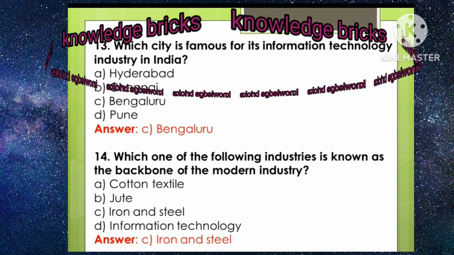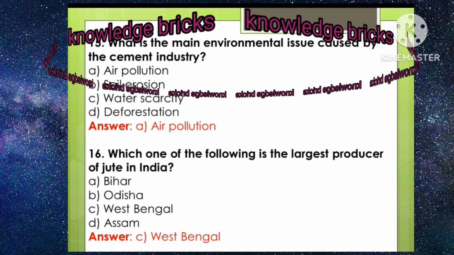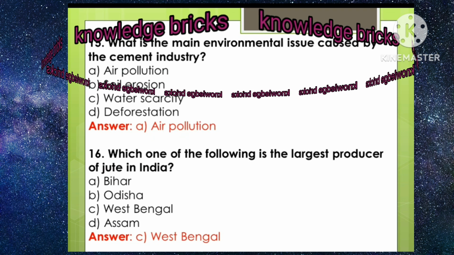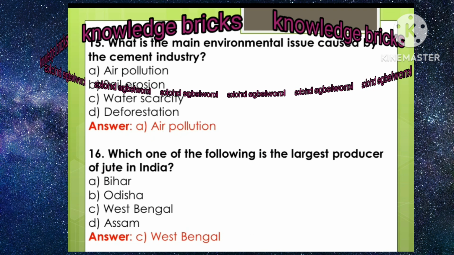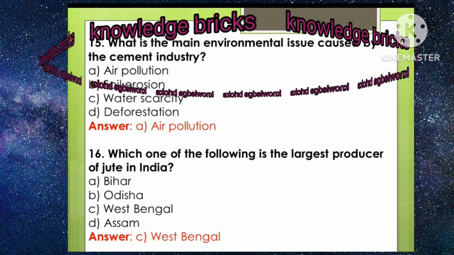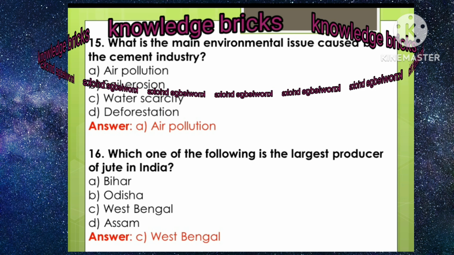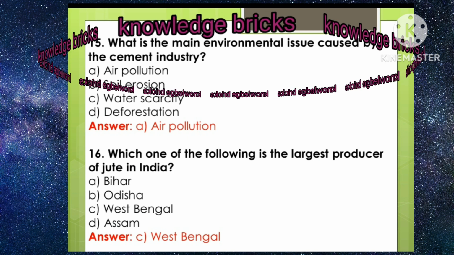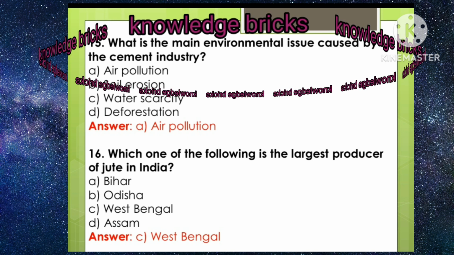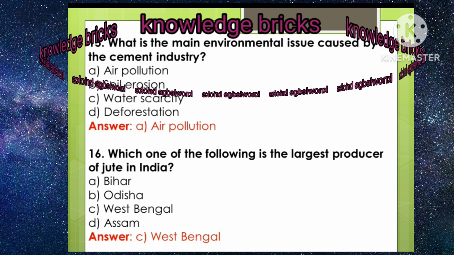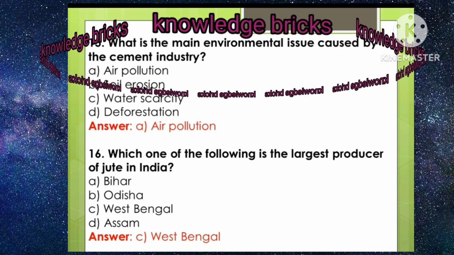15th question. What is the main environment issue caused by the cement industry? A. Air pollution. B. Soil erosion. C. Water scarcity. D. Deforestation. Answer A. Air pollution. 16th question. Which one of the following is the largest producer of jute in India? A. Bihar. B. Odisha. C. West Bengal. D. Assam. And the correct answer is C. West Bengal.